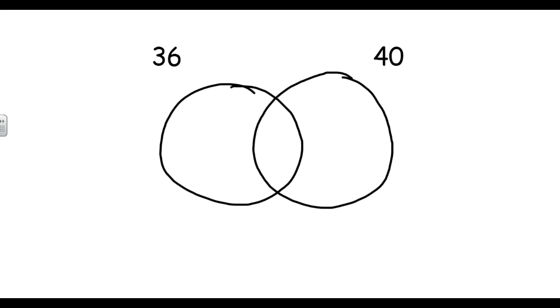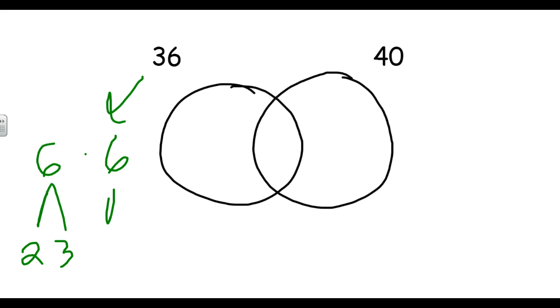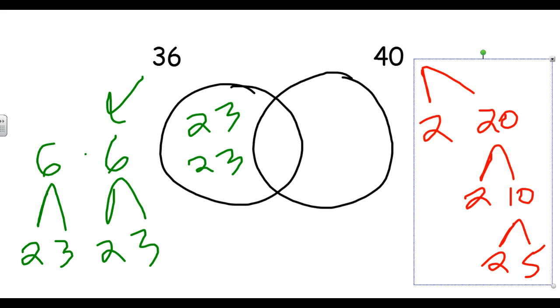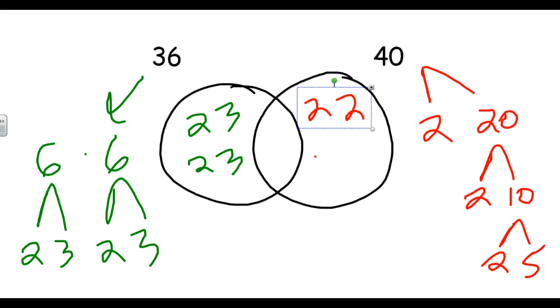So the first thing that we have to do with GCF and LCM is split the numbers we're working with into their prime factorizations. 36 is 6 times 6, and each of the 6's is a 2 and a 3. So for 36, we have a 2, a 3, a 2, and a 3. For 40, 40 is 2 times 20. 20 is 2 times 10, and 10 is 2 times 5. So for 40, we have 2, 2, 2, and 5.